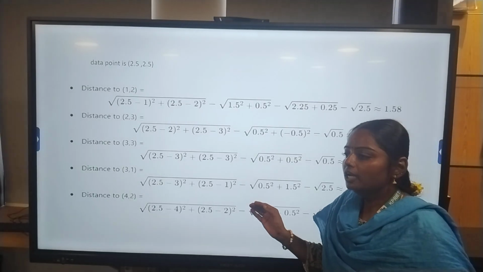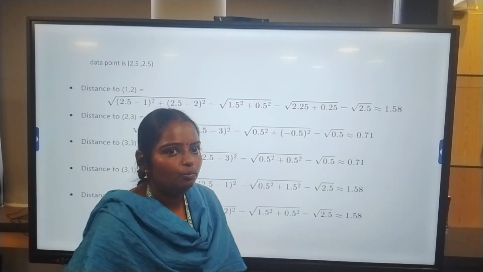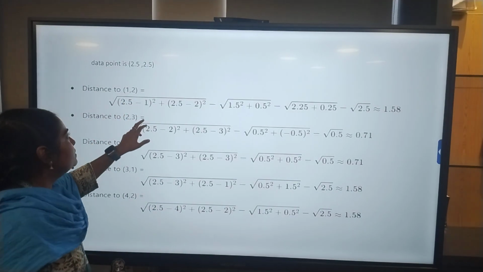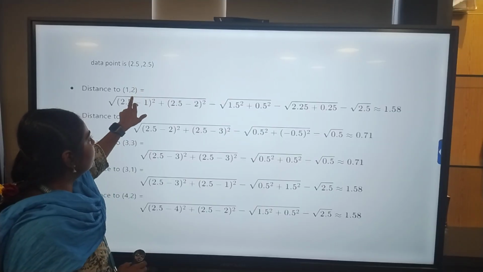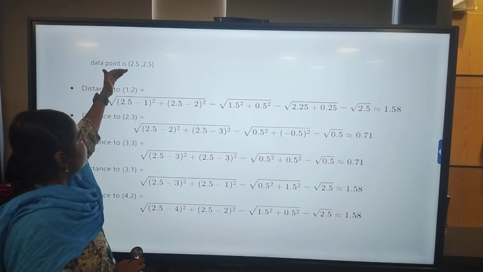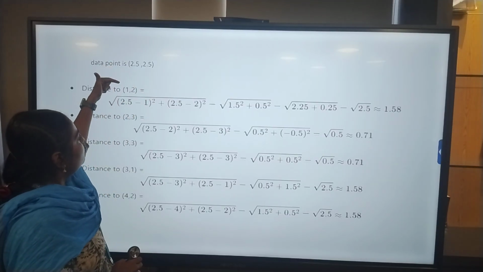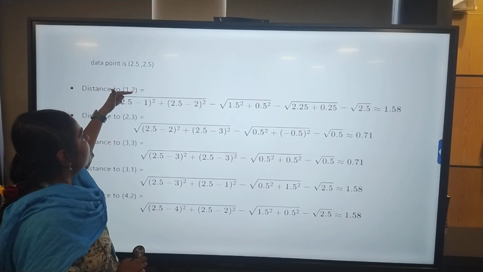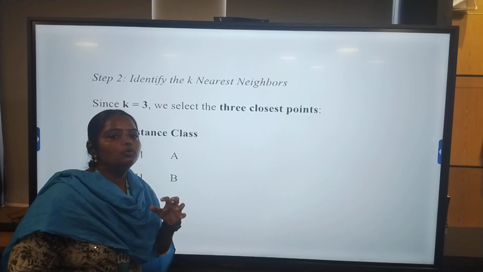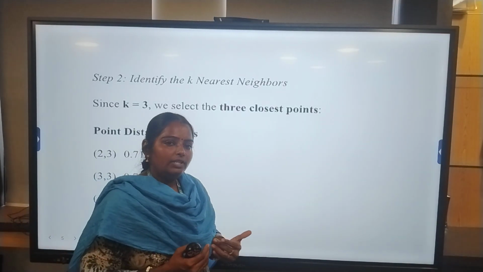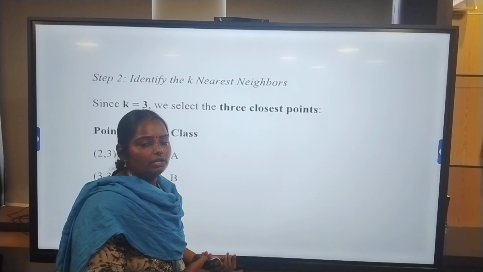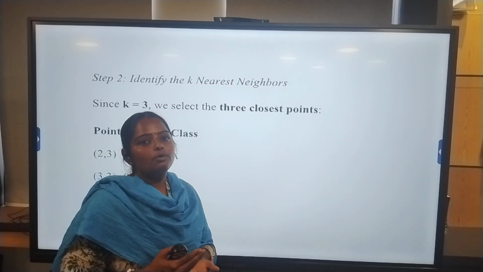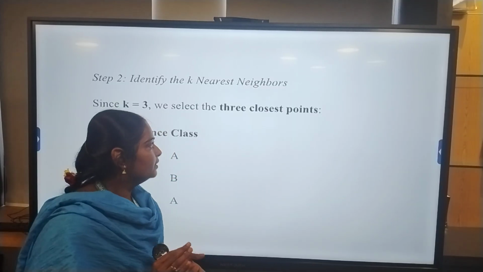The new data point given in the question is 2.5 comma 2.5. Now I am supposed to find the distance between this new point and 1 comma 2. So what is my x1 here? That is 2.5, and my x2 is 1. My y1 is 2.5 again, and my y2 is 2. Now I apply the Euclidean distance formula we saw before: square root of x1 minus x2 the whole square plus y1 minus y2 the whole square.